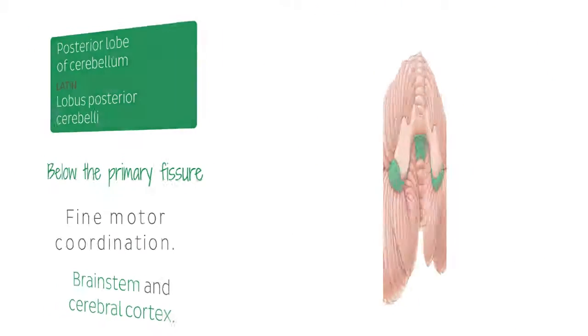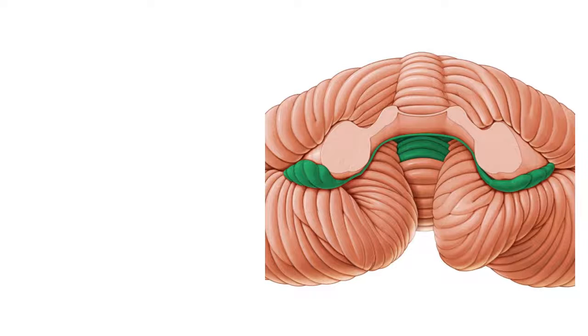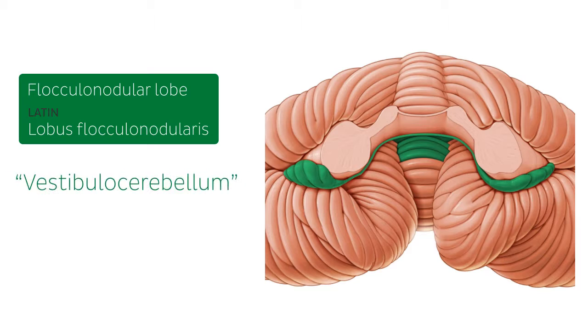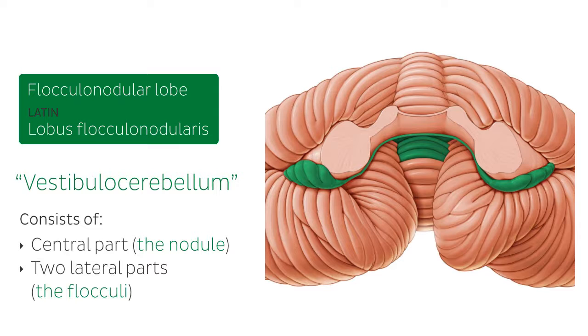Next, we're going to highlight the other lobe that I mentioned or listed before. This is known as the flocculonodular lobe, which is also known by another tricky name, the vestibulocerebellum. This part of the cerebellum consists of a central part, which is known as the nodule, and two lateral parts, which are known as the flocculi.